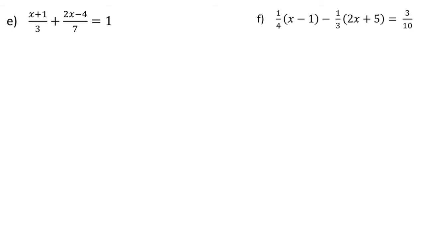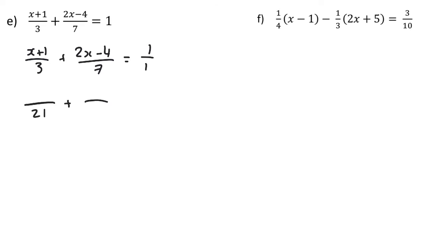So example E, we've got to first of all write everything as a fraction. So the first two are already in fraction form, so x plus 1 over 3 and 2x minus 4 over 7. But we need to write the 1 as 1 over 1. The common denominator between 3, 7 and 1 is 21. So we need to write everything as a fraction over 21. So to get from 3 to 21, we multiply by 7. So we'll multiply the top by 7.